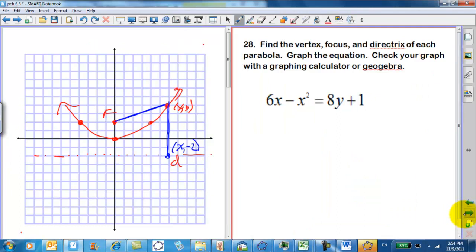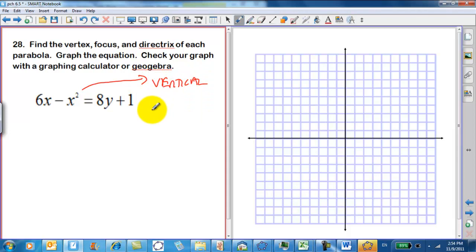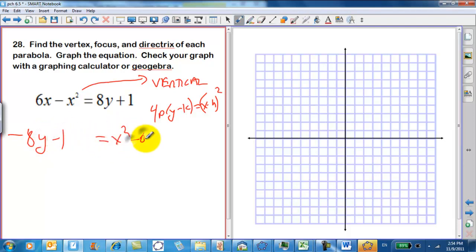Lastly, let's find the vertex, focus, and directrix of this parabola, graph the equation, and check it with a graphing calculator or GeoGebra. So, we've got the x's being squared. With the x being squared, we can conclude right away that it's going to be a vertical parabola. And we want to get into the form 4p times (y minus k) equals (x minus h) squared. So we want to complete the square on the x's. Let's actually move the 8 over here: negative 8y minus 1 equals x squared minus 6x plus blank, and complete the square in the one variable here.